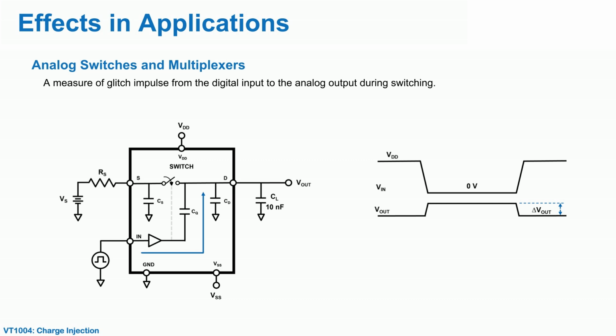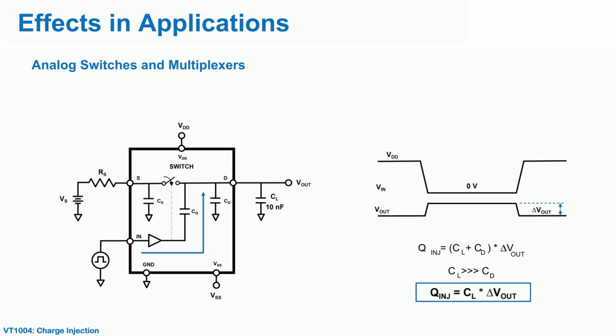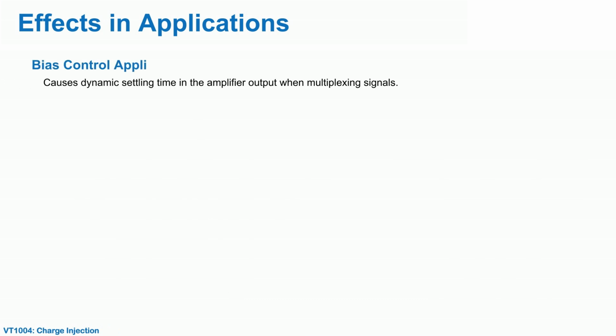The change in output depends on the amount of the charge injected and load capacitance, which is composed of CD and CL. Since CD is much less than CL, the equation can be simplified using this formula. Based on this, you can see that the large load capacitance will minimize the effect of the charge injection at the output of the switches and multiplexers. Effects of charge injection can also be seen in bias control applications due to the retained charge in the switch capacitances when the channels are switching.